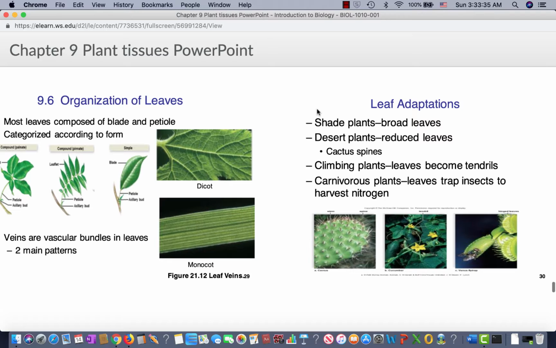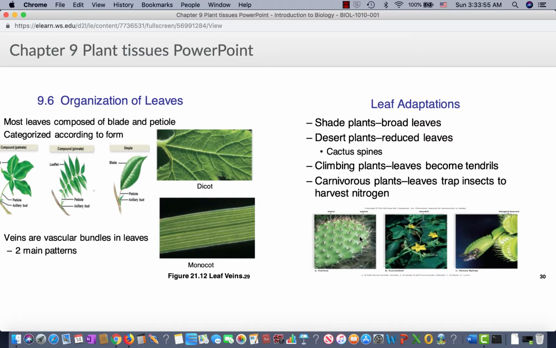So leaf adaptation: the form of the leaf will dictate its function, and that is adapted to the particular circumstances in which it finds itself. So shade plants have these big broad leaves, and basically they're doing everything they can to steal as much sunlight as possible.